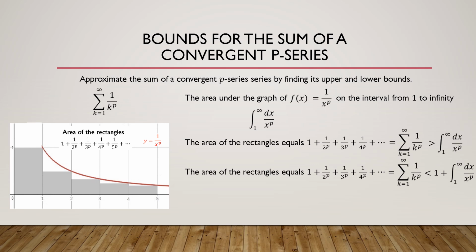This leaves us with the compound inequality: the integral from 1 to infinity of dx over x to the p is less than the sum from k equals 1 to infinity of 1 over k to the p, which is less than 1 plus the integral from 1 to infinity of dx over x to the p.